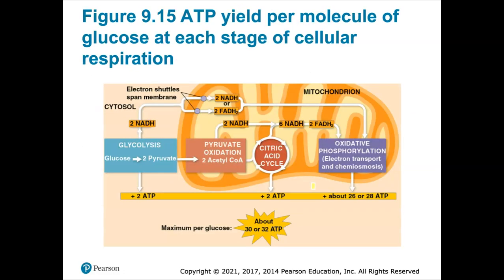Okay, so we can look here at where all the ATP comes from. We already talked about substrate level phosphorylation, which produced the 2 ATPs from glycolysis and the 2 ATPs from the citric acid cycle. But the NADHs that are produced in all the steps before the last step and the FADH2s all go on to oxidative phosphorylation, and that's going to end up producing 26 to 28 ATPs, adding up to 30 or 32 ATP molecules.